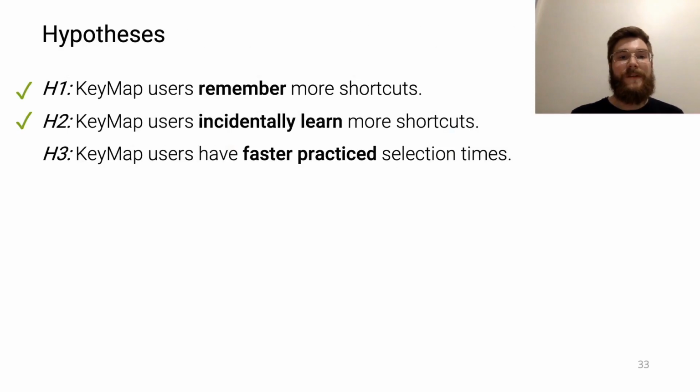So to conclude our experiment section, KeyMap users remembered more shortcuts, and we also found that KeyMap users incidentally learned more shortcuts. However, we didn't find any evidence to support hypothesis 3, which was that KeyMap users have faster practice selection times than Expose HK users do.